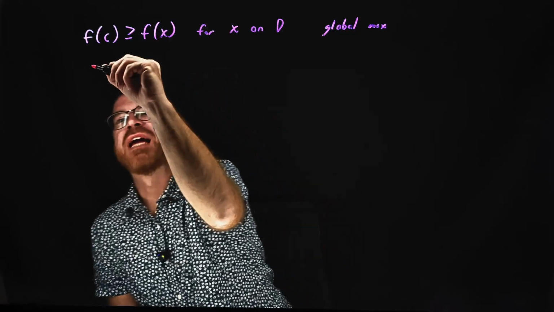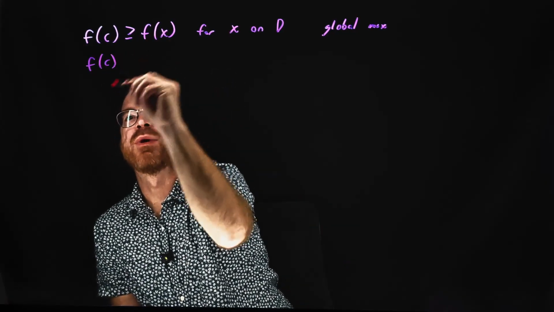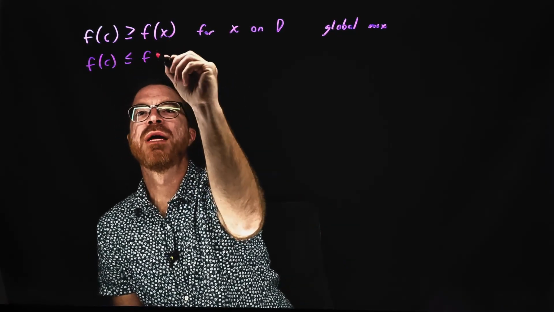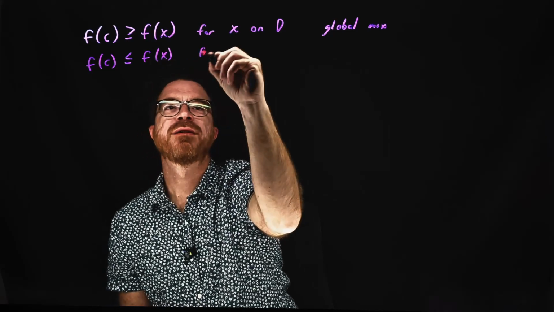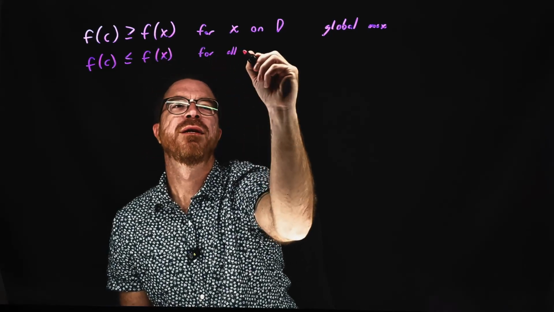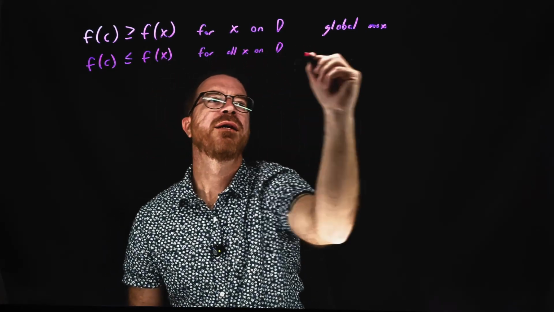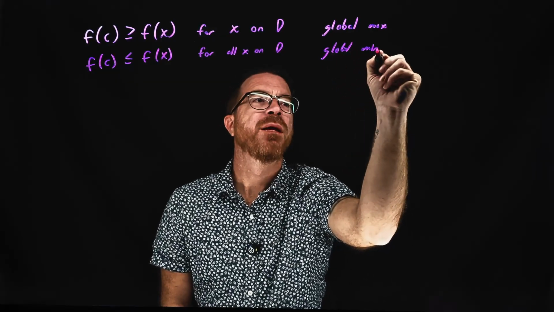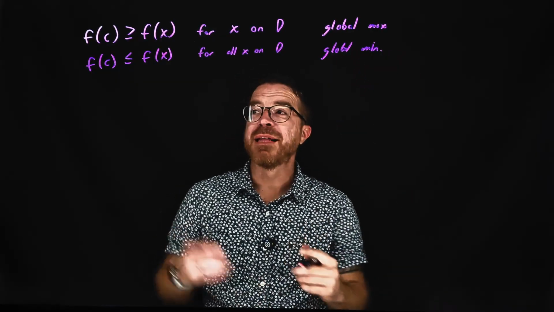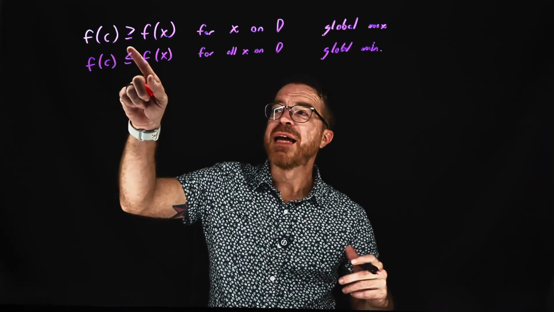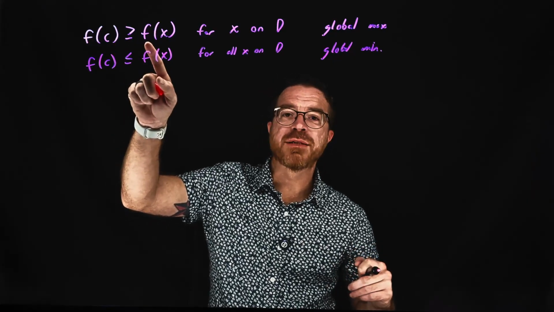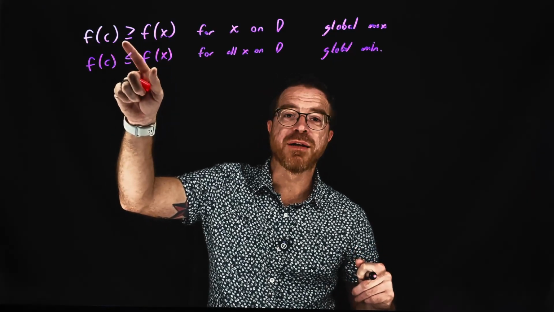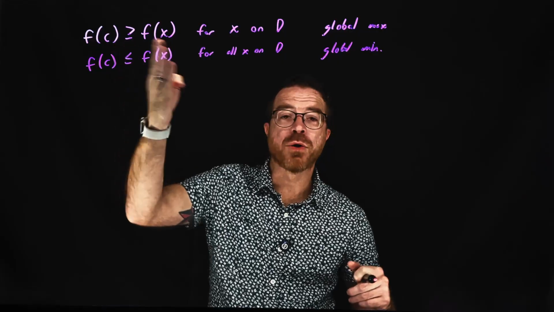And then if our function at that point c is less than or equal to every value of f(x), so for all x in D, this would be a global minimum. Now, what does this mean? Well, it just means that at some c, if there is no f(x) which is greater than this value, then this would be our global maximum.